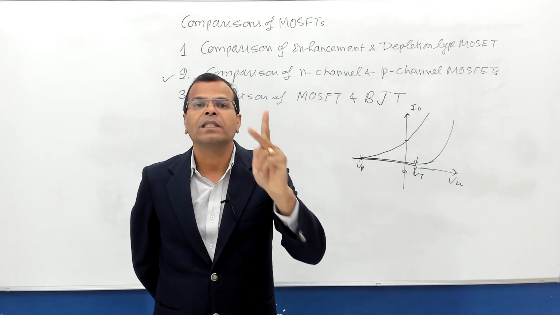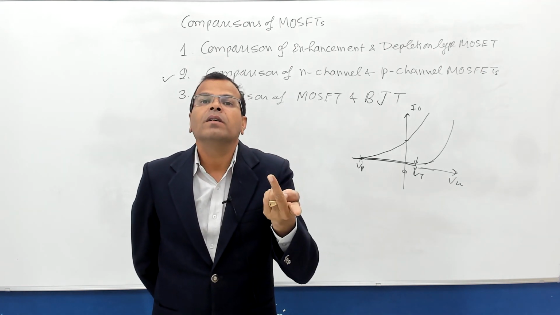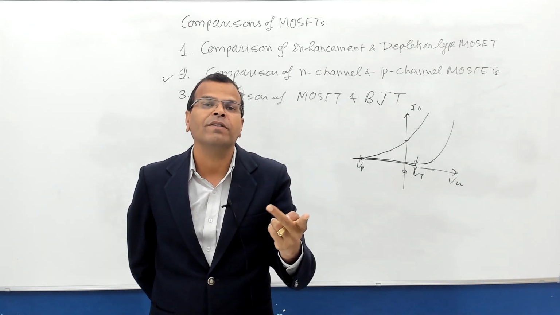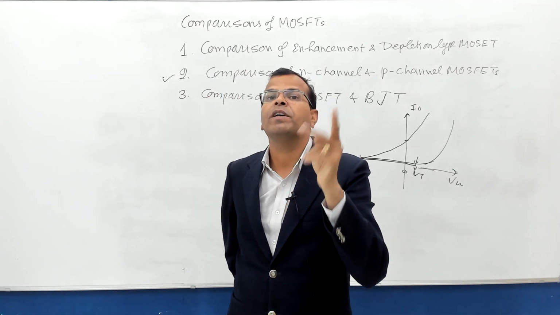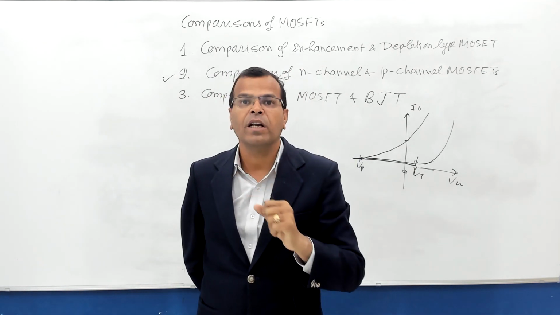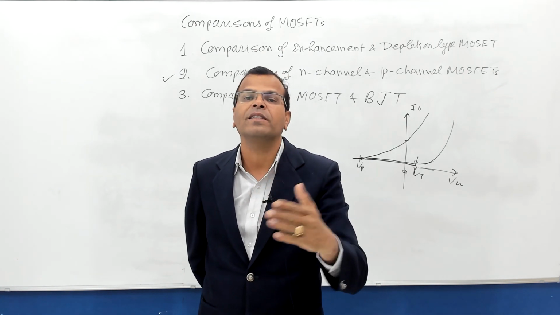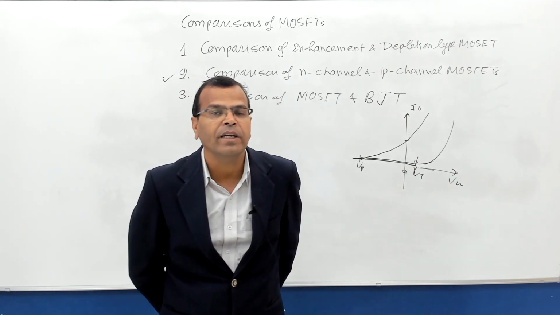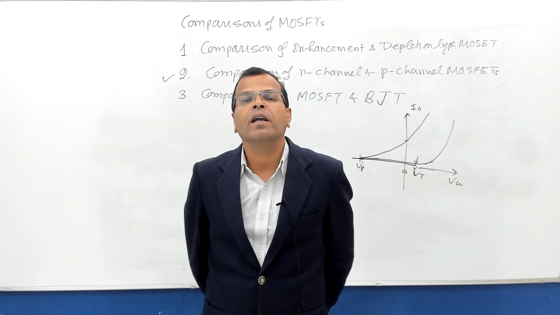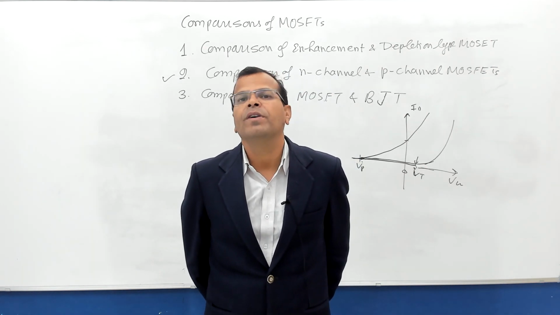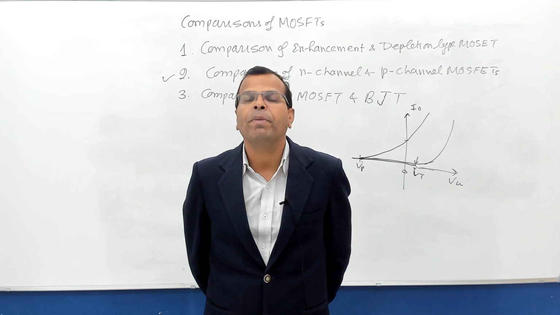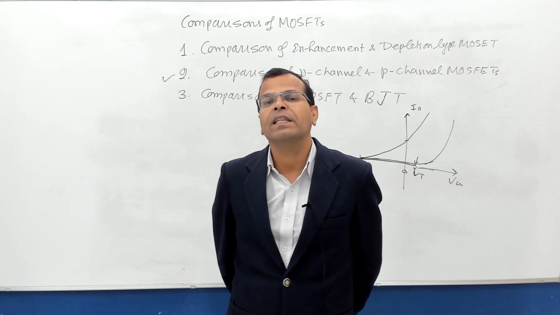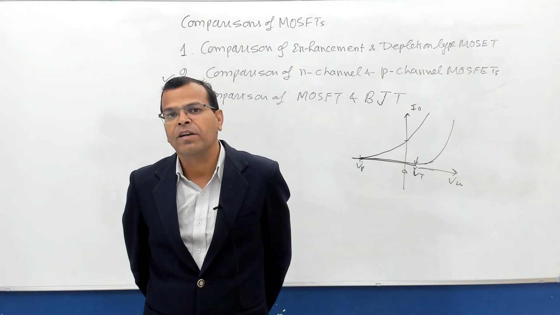That is the first point. Second, because of higher mobility, the conductivity of N channel MOSFET will be more as compared to P channel, or we can say the channel resistance of P type MOSFET will be more as compared to N type, right? Then the other differences: packing density of P channel MOSFET will be less, packing density of N channel MOSFET will be more. Physical size of N channel MOSFET is less as compared to P channel, physical size I am saying.